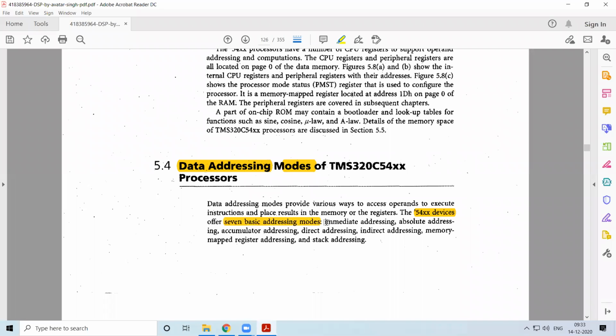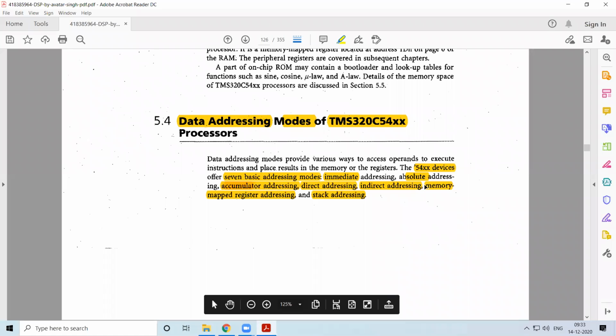Apart from that, let us see what the other addressing modes are. We have first immediate, then absolute addressing mode, accumulator addressing mode. This is one new terminology we come across: accumulator addressing mode, direct addressing mode, indirect addressing mode. Then we have this new thing, memory mapped register addressing, and lastly the stack addressing. So these are the 7 basic addressing modes which are possible in the TMS320C54XX processor.